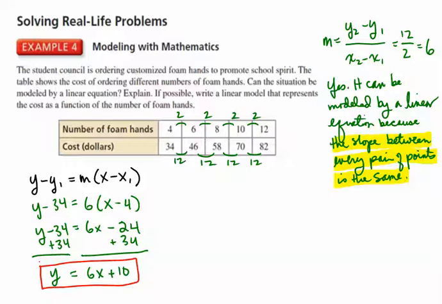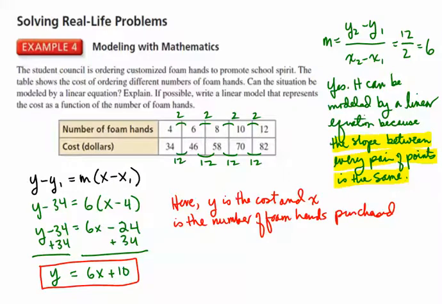So the last sentence reads, if possible, write a linear model that represents the cost as a function of the number of foam hands. So here, y is the cost, and x is the number of foam hands purchased.